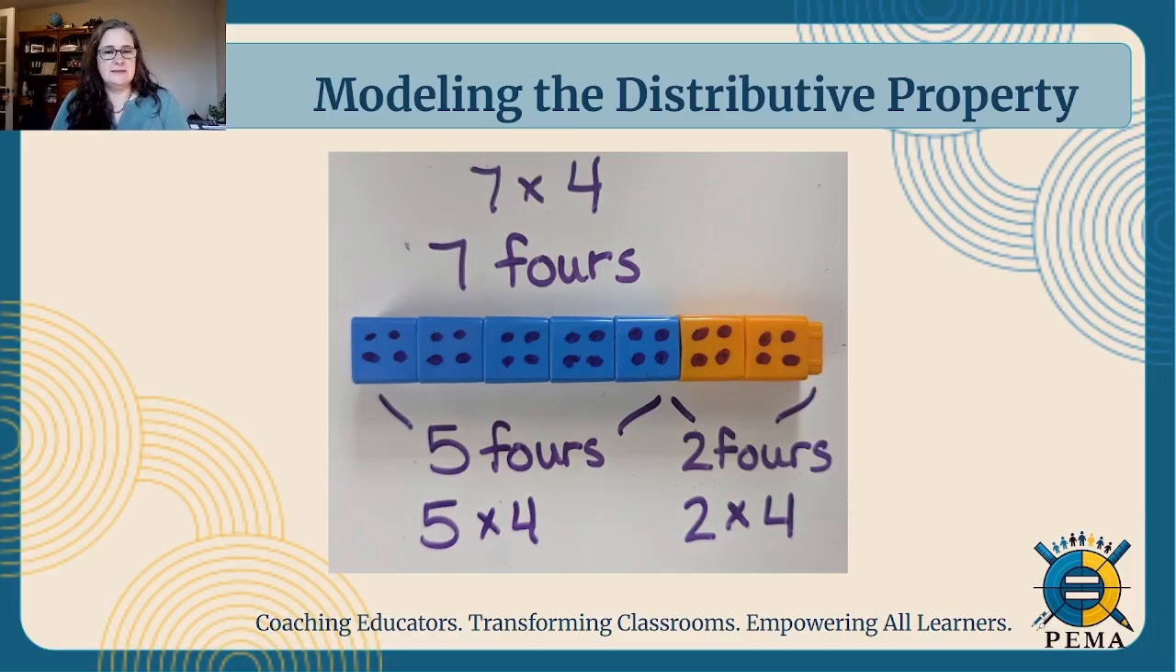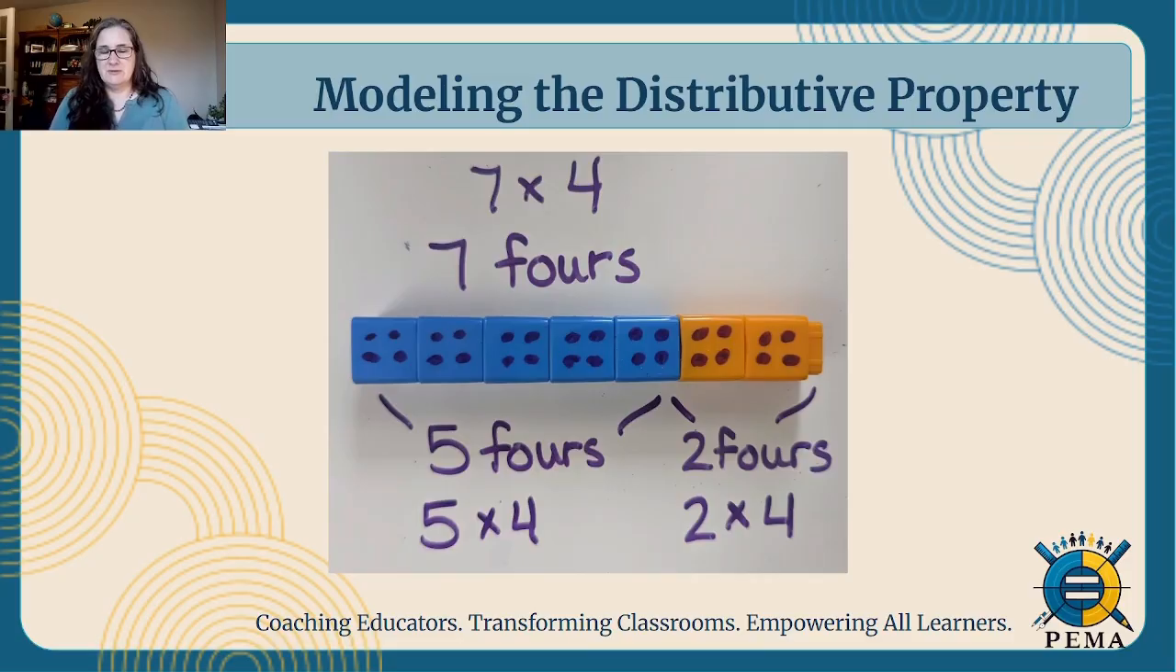One of the things is language. So when we hear 7 times 4, a lot of students need support in differentiating how that is different from 7 plus 4. One of the ways we can do that is unit form. 7 times 4 might mean we have 7 4s. It also might mean we have 7 groups of 4.